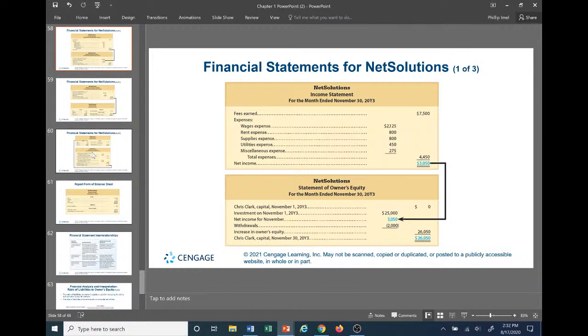Okay, now let's look at what these financial statements for Net Solutions are going to look like. And we're going to see how they relate to one another or how they interact with one another.